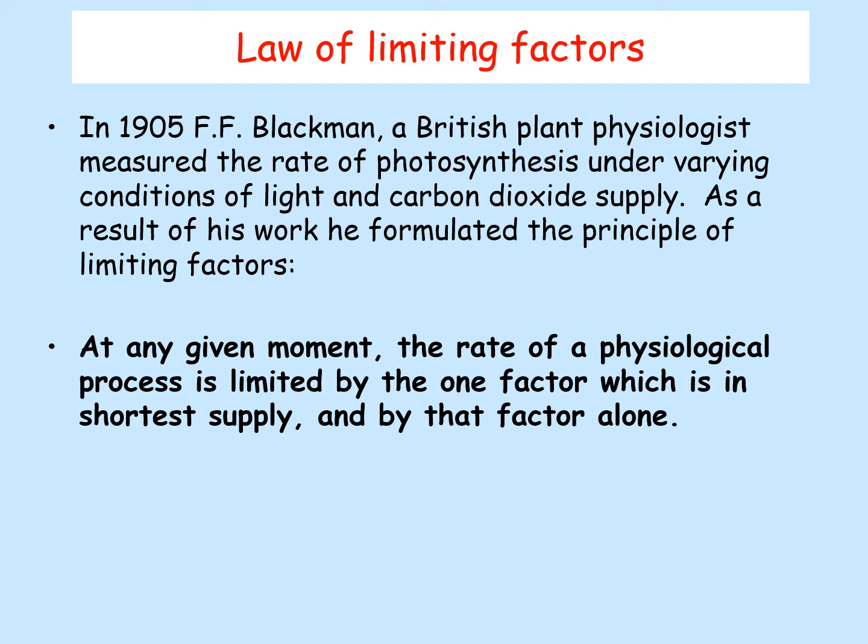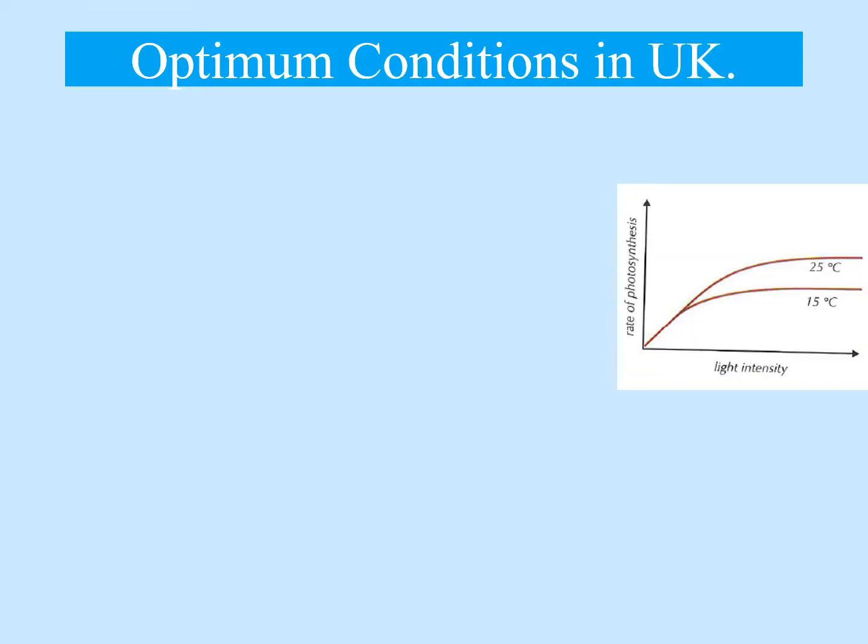So what we're saying is if there's no carbon dioxide, it doesn't matter what the temperature is. If you've got a perfect temperature with no carbon dioxide, photosynthesis can't occur. So the limiting factor would be carbon dioxide. You need to refer to this as you explain your answers on limiting factors.